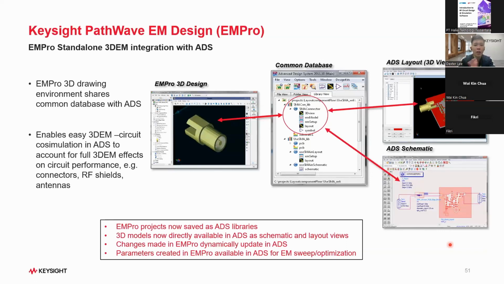And this is the most popular use case that we've seen among our users: whatever 3D designs you create in EM Pro, you can seamlessly bring into ADS. They actually share a common database here, so you just have to define the library. Everything that is designed in EM Pro will be brought into ADS, and then you can combine it with your design here. Whatever changes you make in EM Pro will automatically update in ADS as well. Parameters created in EM Pro can be used in ADS for optimization and parameter sweep. Okay, so this is one common use case that we see among our users here.